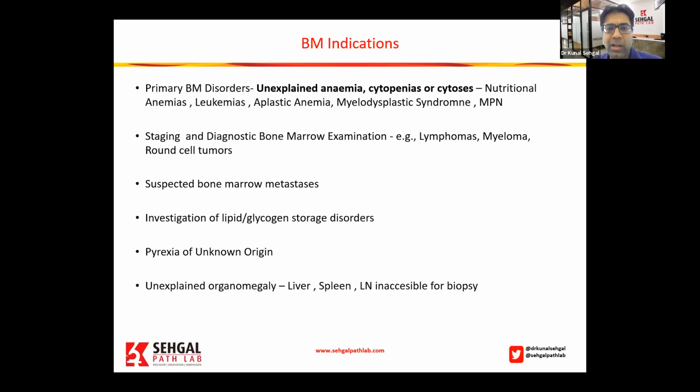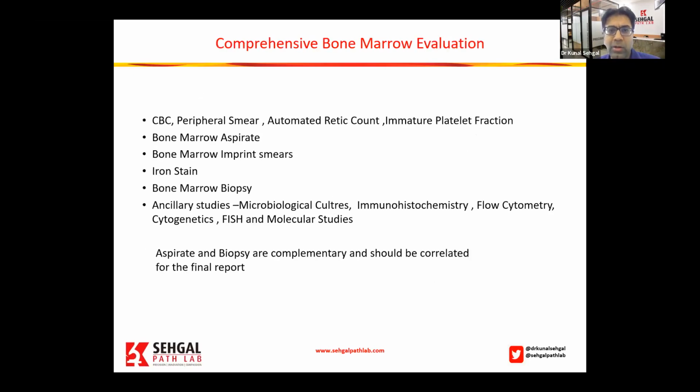The other broad category where marrow examination is done is any staging. This may be for a lymphoma, myeloma, or a round cell tumor, when somebody is suspecting a metastasis into the marrow, investigation of storage disorders, pyrexia of unknown origin, or sometimes when there's an unexplained organomegaly or a lymph node is inaccessible for biopsy. So broadly, these are the various indications where a bone marrow is done.